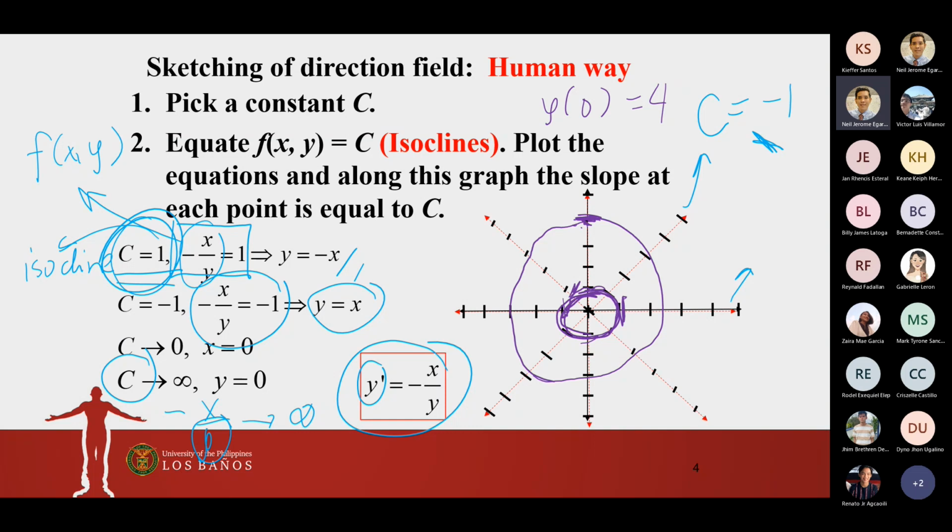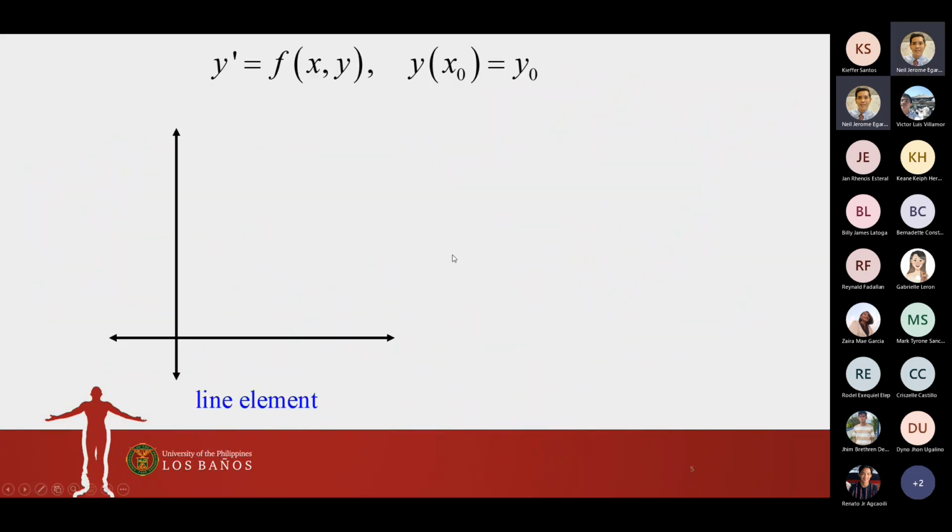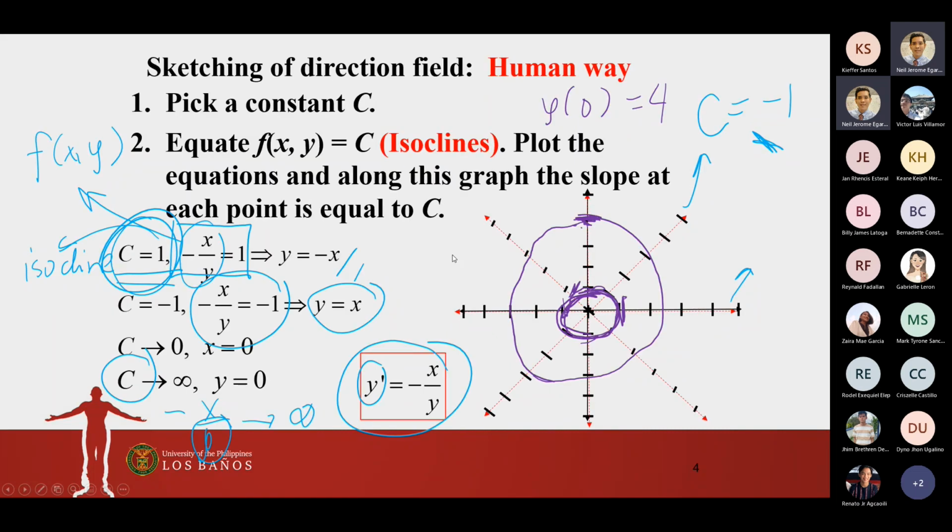Kaya maganda yung isoclines o yung direction fields. Kasi sa direction fields, nagpa-plot ka lang ng mga slopes, nagkakaroon tayo ng idea how the solution will look like. Pero it's quite tedious to do because you have to give a sufficient number of values for C. Ibig sabihin, marami ka dapat isoclines na pino-consider. Alright? Tapos it's a pain to draw line elements. Tapos yung slope, tatansyahin mo lang sila. So that means, mahirap siyang gawin by hand. So it's better to do it using computers.